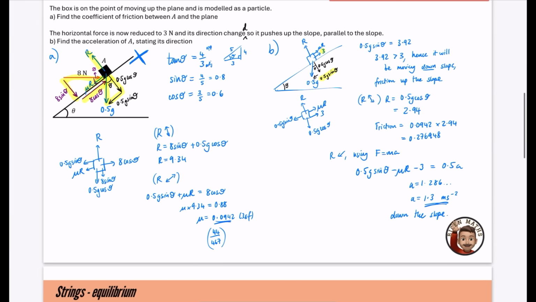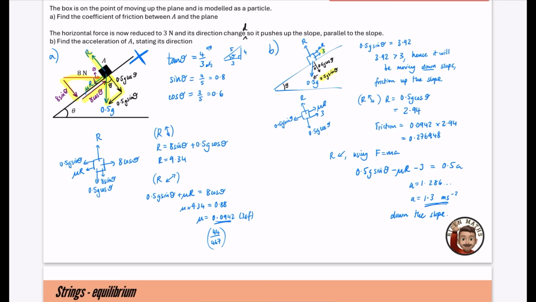So I deliberately designed this question in such a way that the direction of the friction flipped around. It was previously about to go up the slope, so the friction was down. Here we had to investigate whether it was going to be moving up or down. We decided that because 0.5 g sine theta was bigger than the 3, that meant it was wanting to move down. It's the only way that it could be doing that. So I was able to then answer the rest of the question.